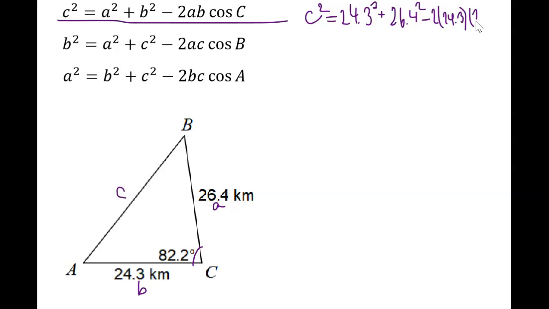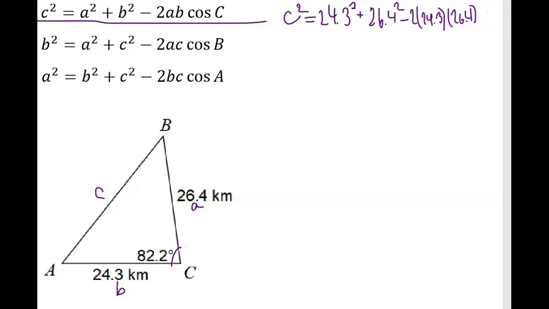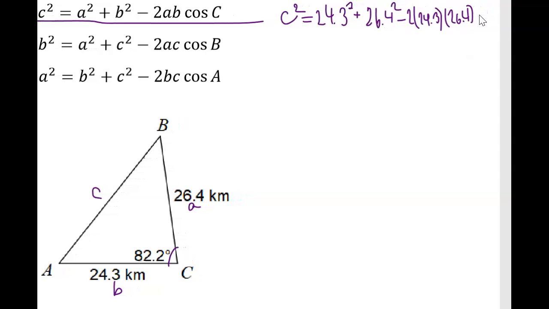0.3, just trying to write this all in. We're just plugging this in. Oh my gosh, I'm going to run out of room. Can I just slide that over? Okay, cosine of 82.2. Oh no, it didn't work. Okay, just pretend that you can see that.